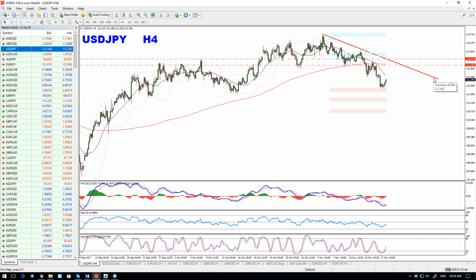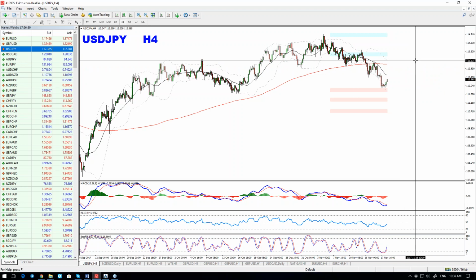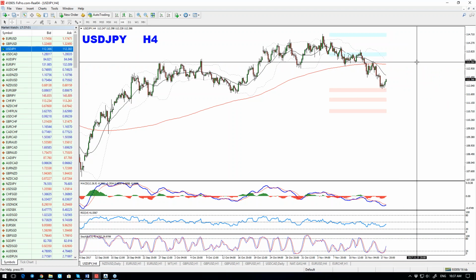As long as we are below, the pressure on this pair remains bearish. So sell rallies was and remains the plan. We did get the first target, which was the 112. It was perfect. Now it's time to look for retraces and possible sell opportunities, resell opportunities. Okay, that's for the dollar yen, and our invalidation is this area, as I said, 113.30 up to 113.50.